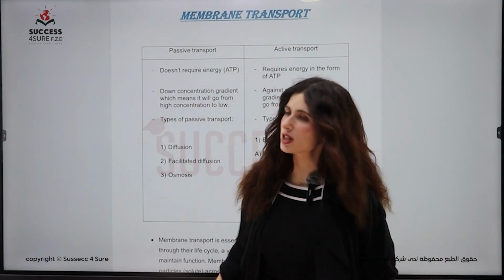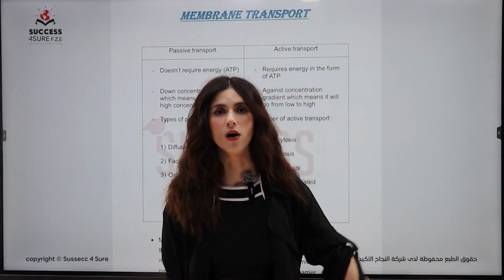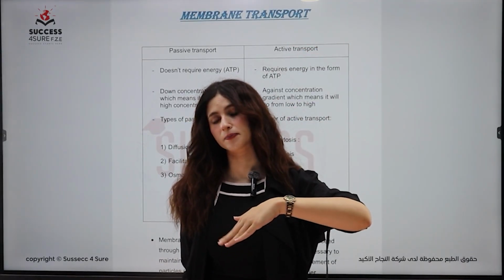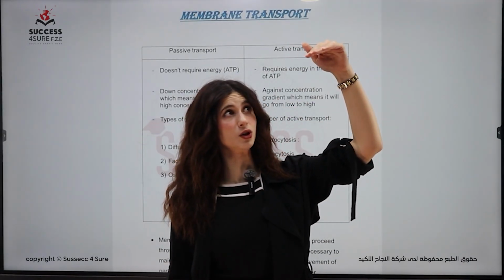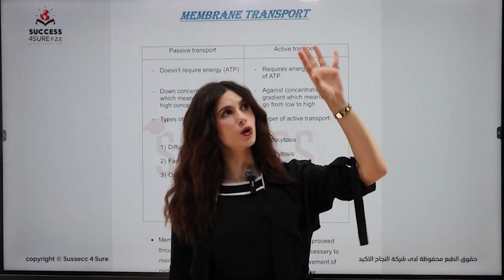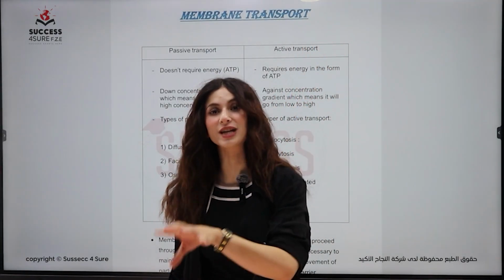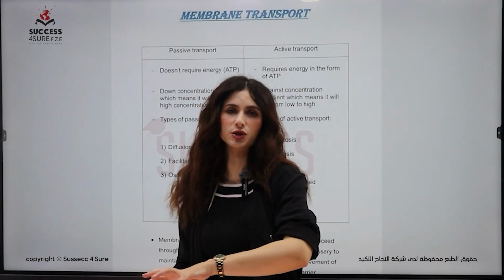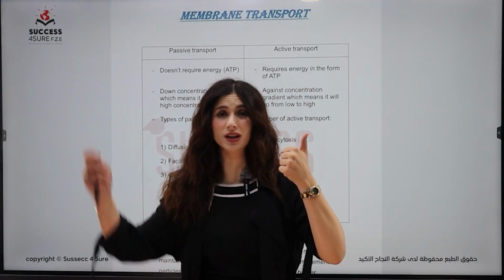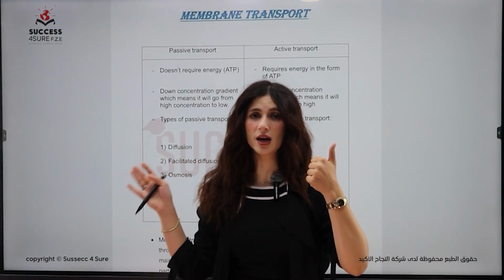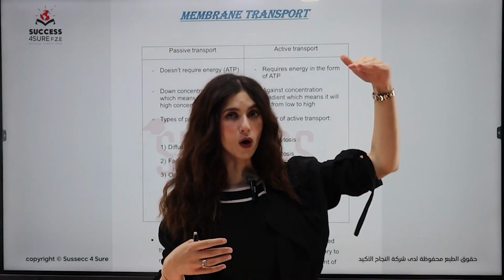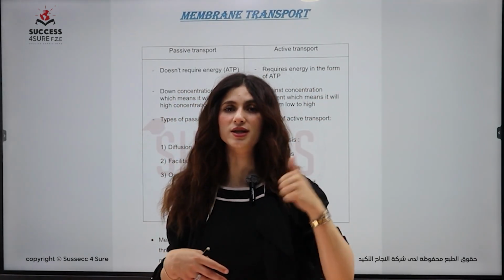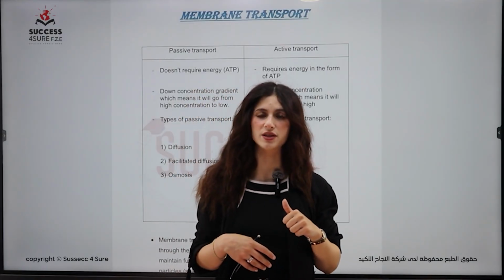Starting with passive transport, consider this a car, okay, and you're going down a hill. Now, when you're using a car and you're going downhill, you're going to go from up to down. So from high concentration to low concentration. So this is the first rule in passive transport, okay? Again, like you're in a car and you're going downhill. So from high to low. So this is the first thing that you should know about passive transport.